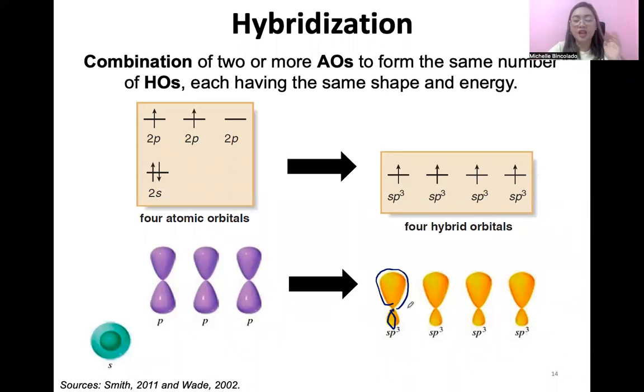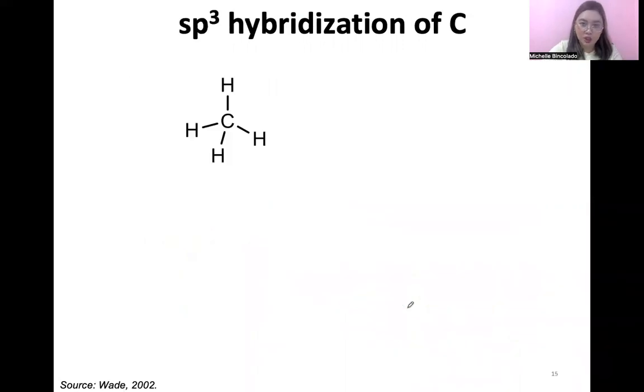Okay? So this is, guys, what we use to explain bonding in carbon, bonding in carbon and atoms present sa organic compounds. We use the concept of hybridization. So let's have our first example. Meron ako molecule dito. Ayan. This is methane. So, ang aaralin natin sa slide na to, paano ba na-form yung bonds ng carbon with hydrogen?